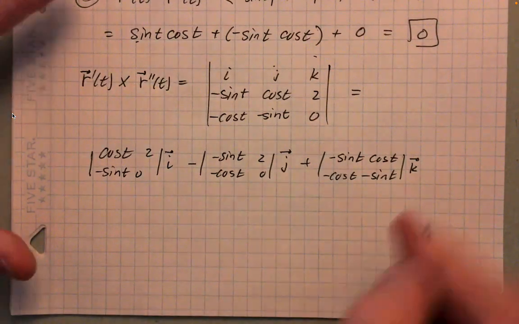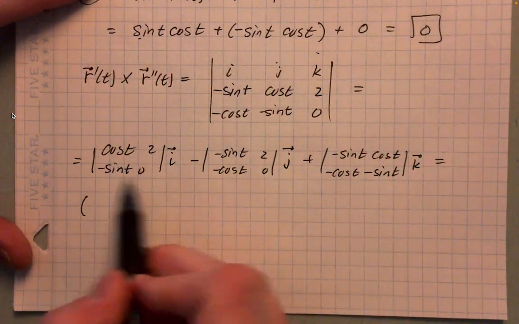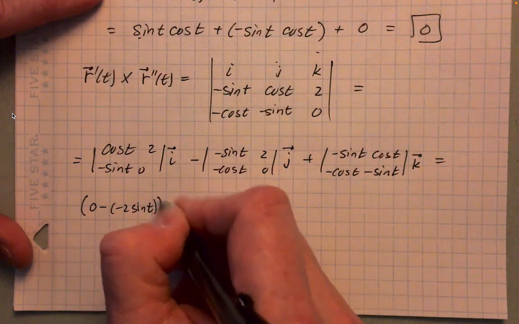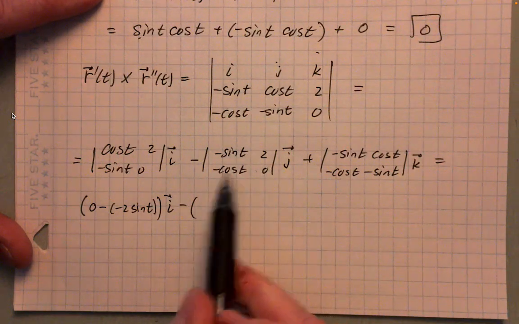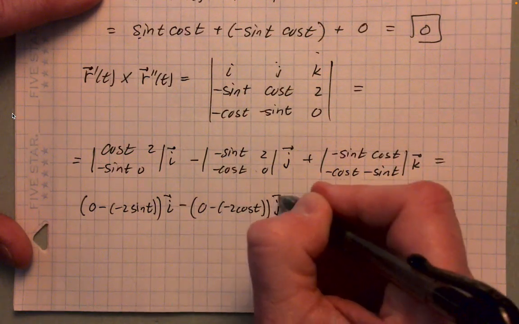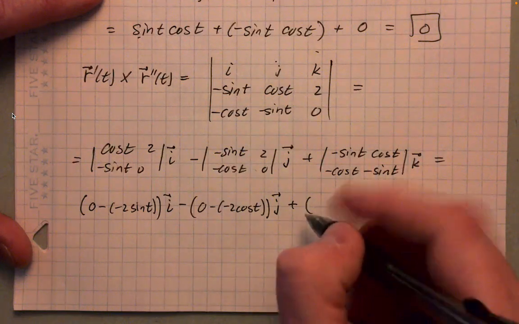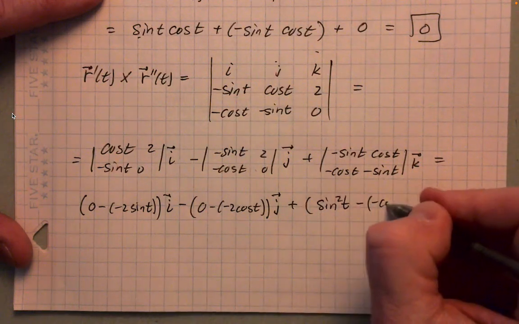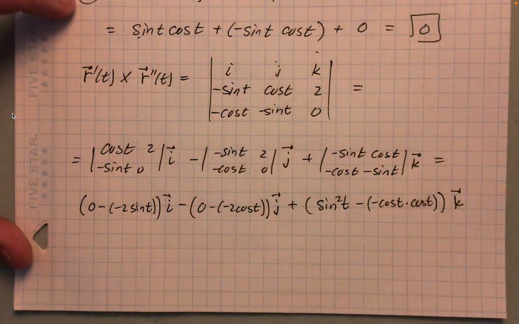All right? And so just be careful when you're doing these, because it's a little bit of bookkeeping. So what do you got? 0 minus negative 2 sine t times i, and then minus, and this is again 0 minus negative 2 cos t, times the j vector, and then plus, now here's where you get negative sine t times negative sine t, so that's sine squared t, minus, and then it's negative cos t times cos t, right? So be careful here, times the k vector.